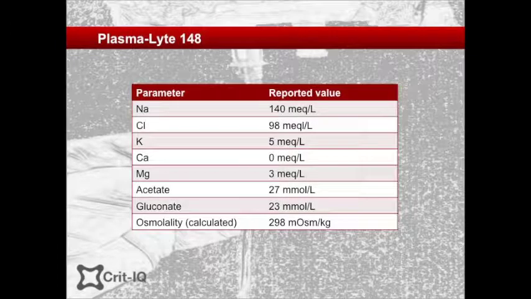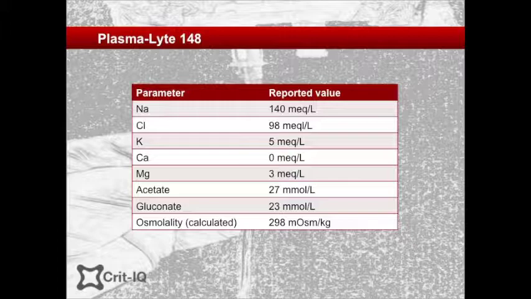Plasma-Lyte 148 is another balanced electrolyte solution. It has found favour in recent years, particularly in anaesthesia, due to the belief that its impact on reducing saline-induced acidosis has a meaningful impact on outcome. The calculated osmolality of 298 milliosmoles per kilo, also reported in the product information, puts it in the isotonic range. However, like saline and Hartmann's mentioned earlier, its actual osmolality may well be less than the normal range of blood.